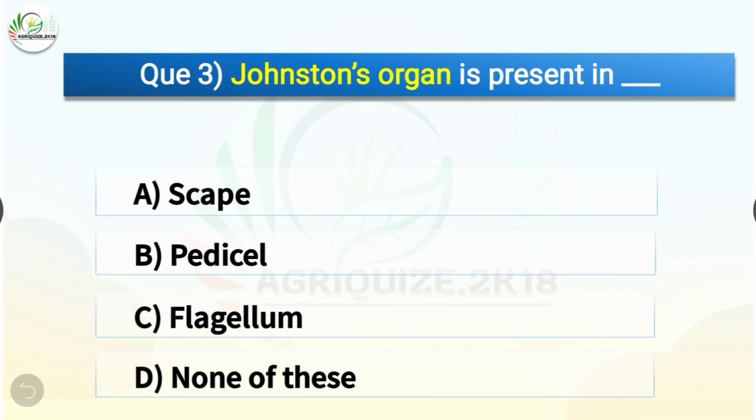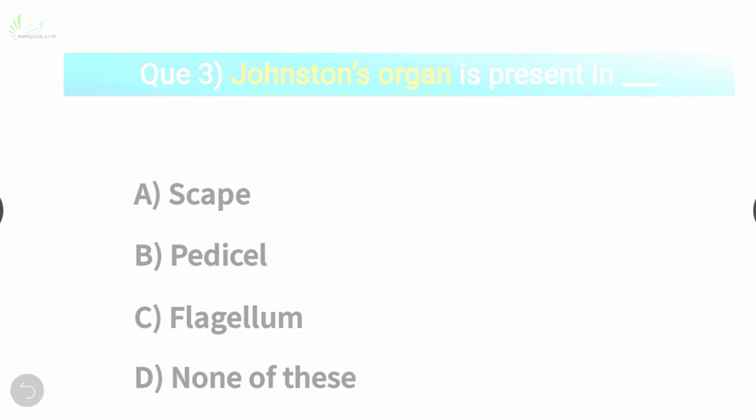Question number 3, Johnston's organ is present in dash. The options are scape, pedicel, flagellum, or none of these. The correct answer is option B, pedicel. So Johnston's organ is present in pedicel. The Johnston's organ is located in the second segment of an insect's antenna, that is pedicel. Sound waves vibrate the antenna of the insect and these vibrations are detected by the Johnston's organ. The Johnston's organ is commonly used to find a mate, as an insect can detect the sound of wing beats of a mate.